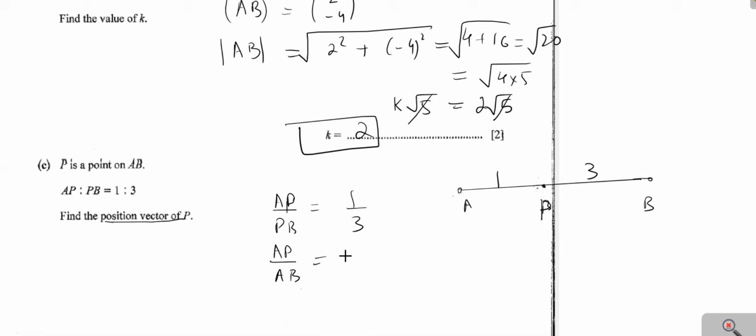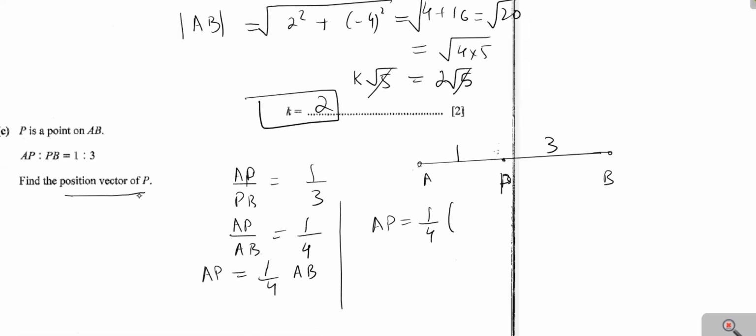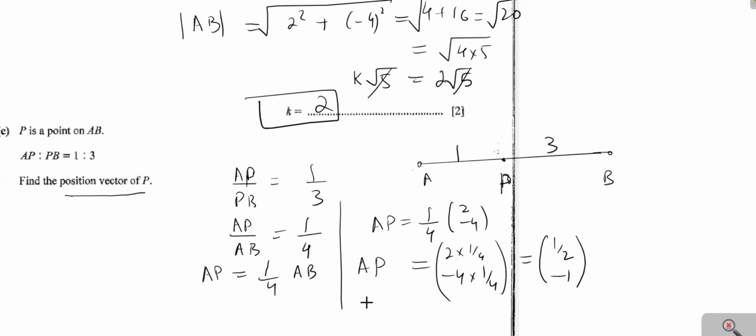The ratio of AB becomes 4. We write 1/4. Therefore, AP will be equal to 1/4 into AB. AB vector here is (2, -4). Therefore, this column vector becomes 2 into 1/4, minus 4 into 1/4, and this column vector becomes (1/2, -1). And AP equals (1/2, -1).